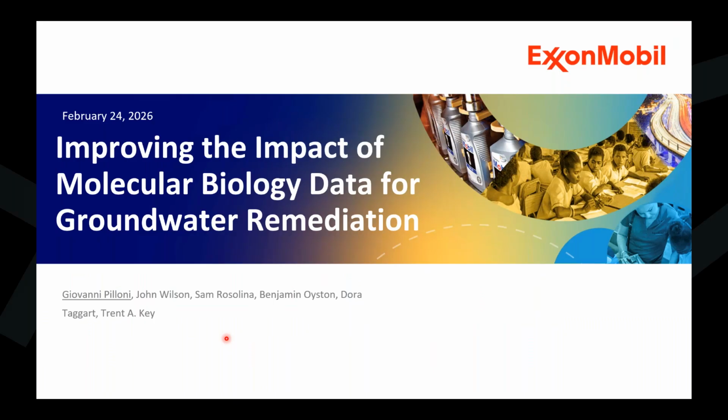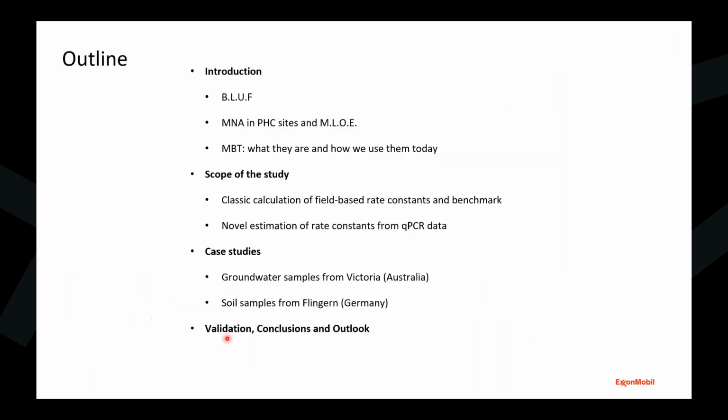But now let's go into the topic, and this is the outline of my presentation. I promise I will spell out all these acronyms as we move forward, but we'll start with the general introduction and in particular focusing on M&A and MBT. Then I will describe the scope of the study, showing how we develop this new estimate for a rate constant based on qPCR data, and how that compares to the classic field-based rate constant. Then I will describe two specific case studies for two fields in Australia and Germany. And finally, more validation, some conclusion and outlook.